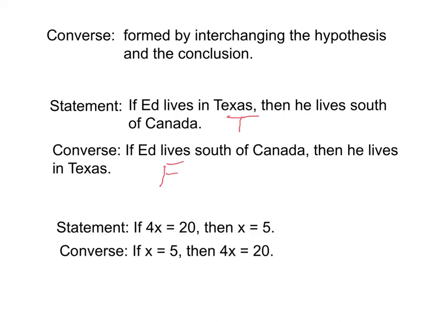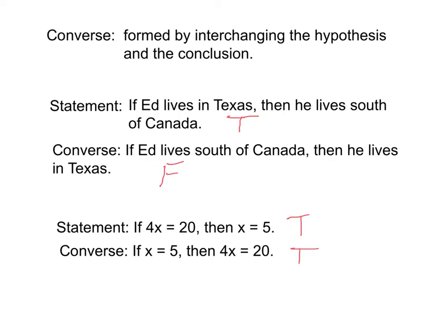Now here's another example, and this is more mathematically oriented. The statement reads, if 4x is equal to 20, then x equals 5. And you think about it, yeah, that's true. And then the converse says, if x equals 5, then 4x equals 20. Well, that's also true. So here's a case where the statement and converse are both true. So we've got a true statement and a true converse.